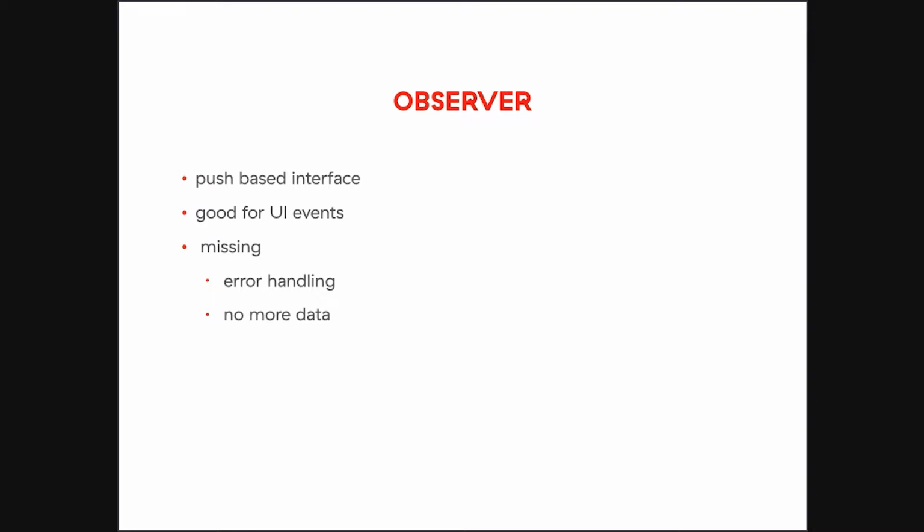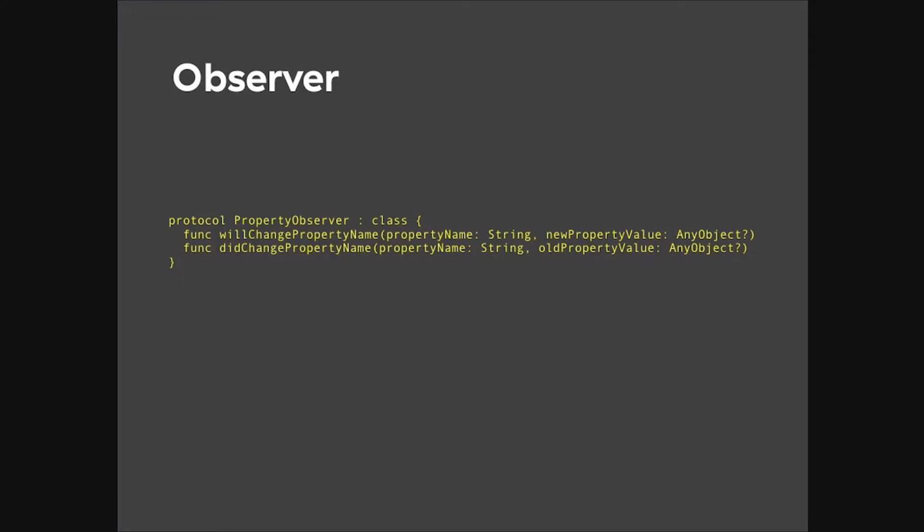It has a push-based interface. So something will push the new data or new events to you. It's good for your events, but there are a couple of things that are missing. There is no error handling and no way to tell when there is no data. The good thing is it can receive events asynchronously. So this would be the observer pattern in Swift.